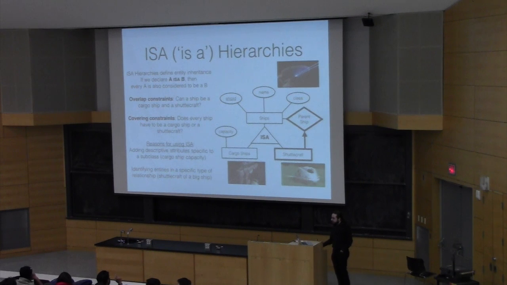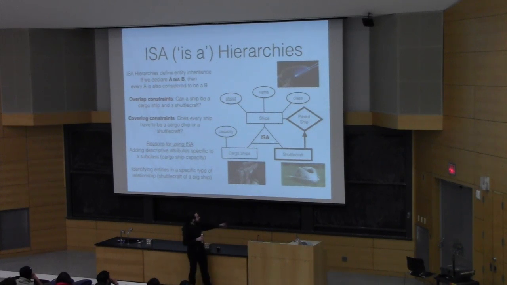If the line wasn't bold, then if the line between shuttlecraft and parent ship wasn't bold, then every shuttlecraft would have at most one parent ship, but some might not.